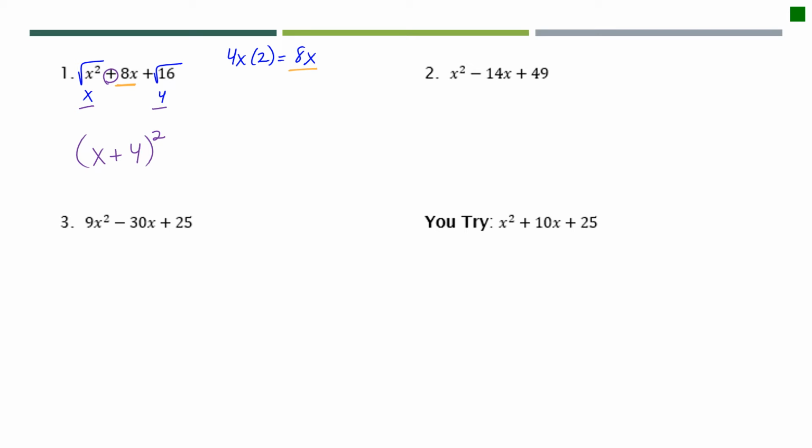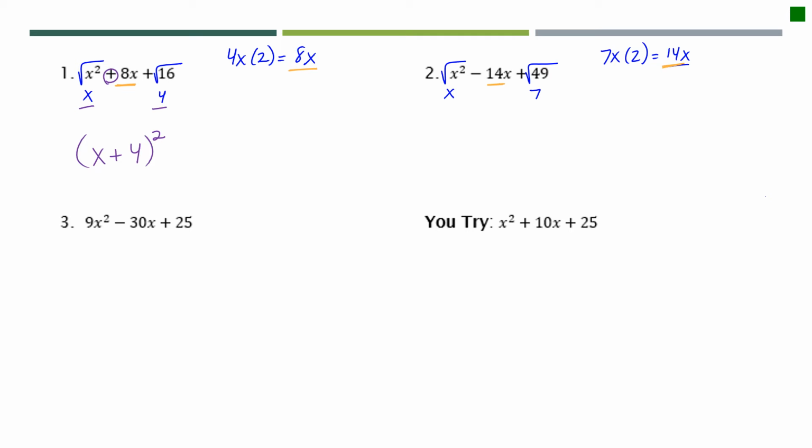All right, now for the next one, I take the square root of x squared, which is x, the square root of 49, which is 7. Over off to the side, if I multiply those together, I would have 7x. If I multiplied that by 2, I would have 14x. So those do match. So I have 14x and 14x. Now it doesn't matter what the sign on 14x is as long as the number matches. So this one is good.